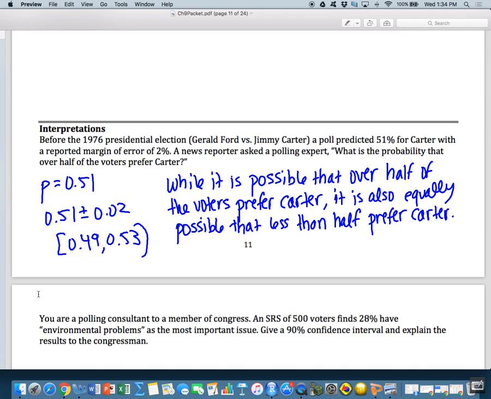Okay, generally the question will be asked something like, is it reasonable that Carter will get 55% of the vote? If I ask you that question, is it reasonable that Carter is going to get 55% of the votes? You're going to say no because it's not in the interval. I might ask you, is it possible that Carter gets half of the votes? You will say, yeah, it's possible. It's not a guarantee, though. It's possible, but I can't say for sure that that's going to happen.